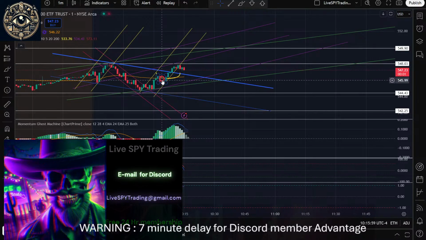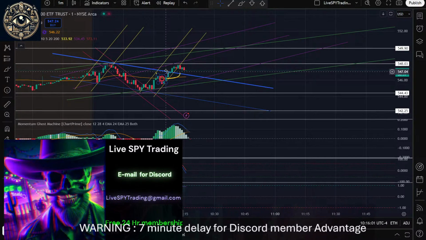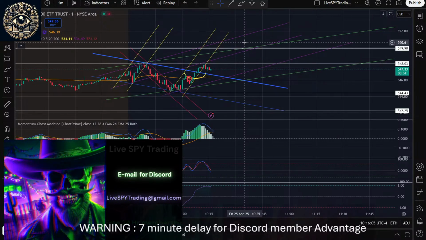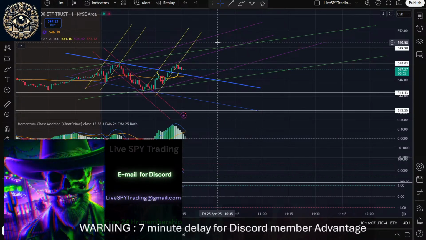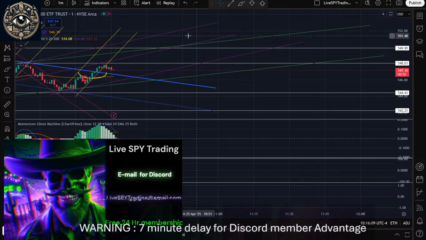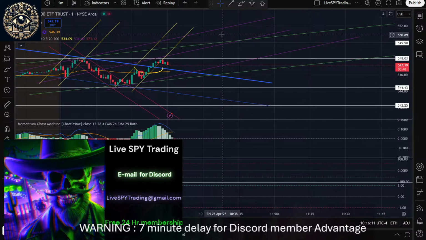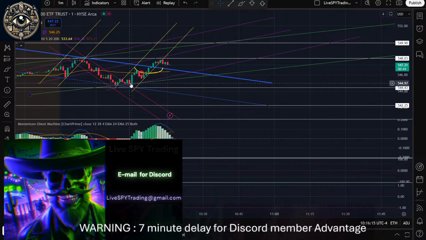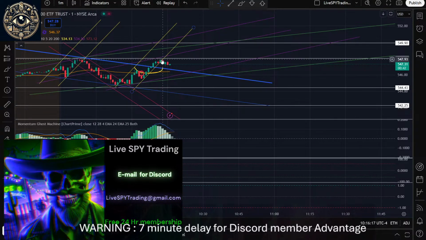If you took the 50-50, start tightening your stop. Single contract should have been out on break of yellow.